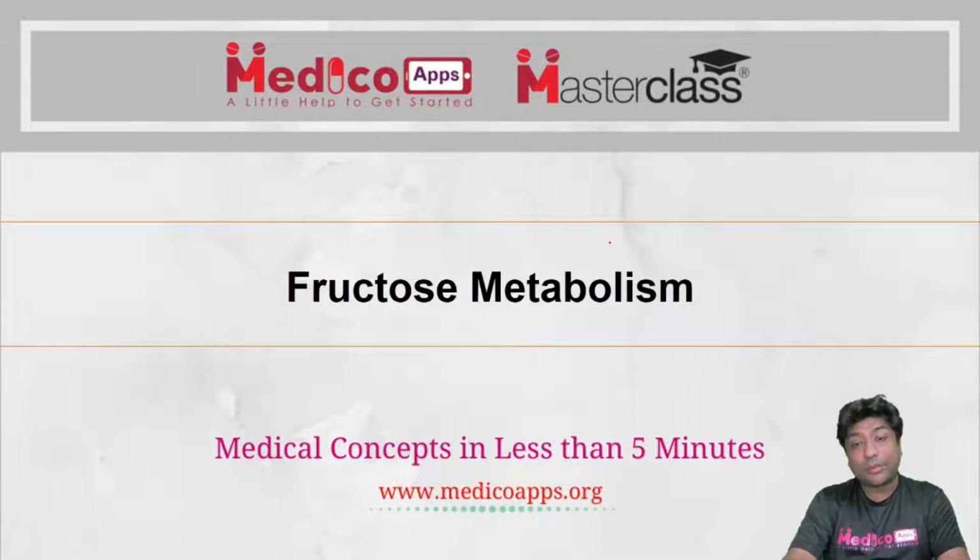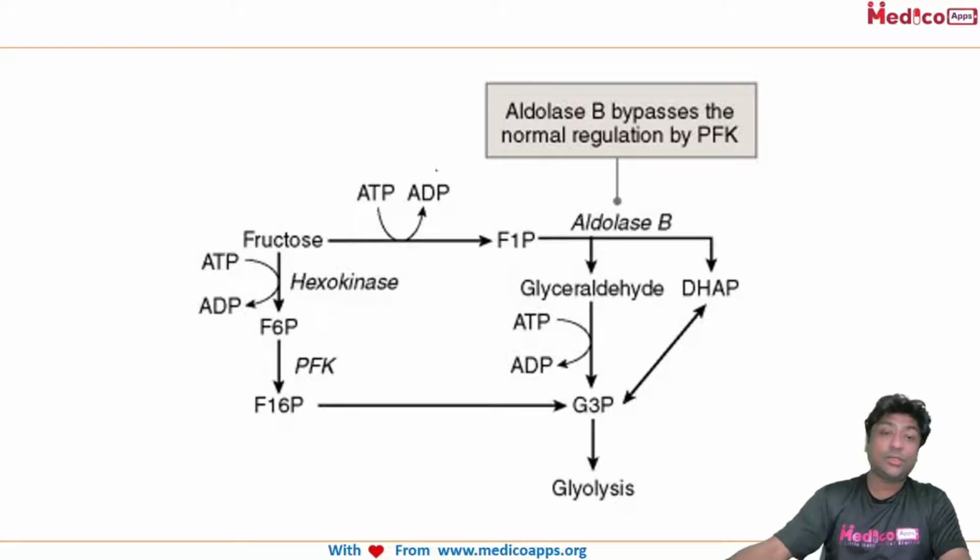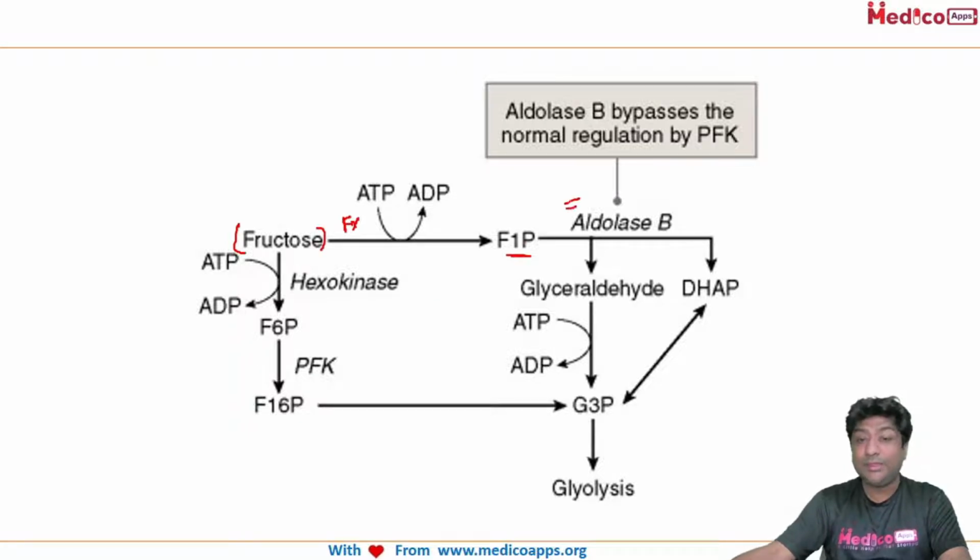Let's look at fructose metabolism, the last minor metabolic pathway which we are going to learn. This is the basic of fructose metabolism. Fructose, with the help of fructokinase, can be converted into fructose 1-phosphate. Now aldolase B will break down this fructose 1-phosphate into dihydroxyacetone phosphate and glyceraldehyde. Then phosphorylation will convert it to glycerol 3-phosphate, which can go into glycolysis.